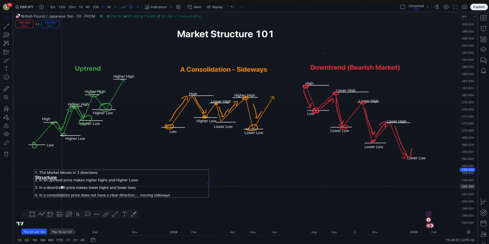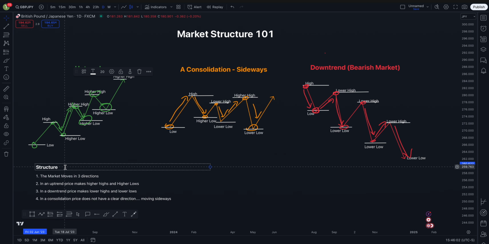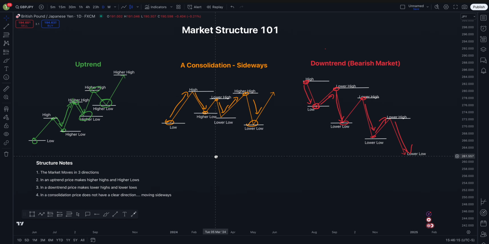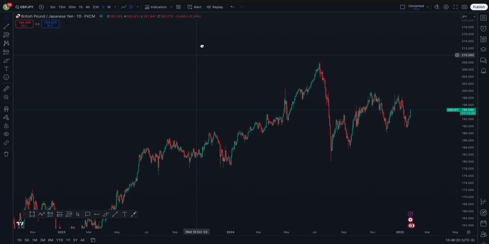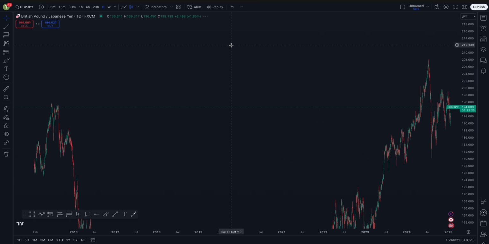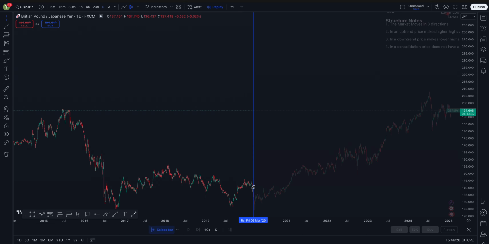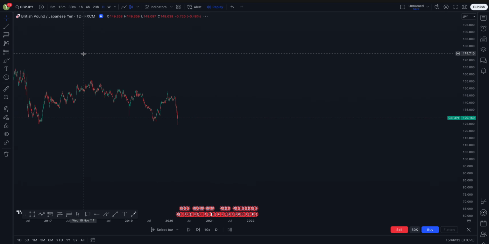So there you have it, right? Uptrend, consolidation, downtrend. So now we're going to look at how this works in the live markets. Okay, so let's go to a live market structure. Let's see if we can do a replay. Let's go right here. Example of an uptrend.